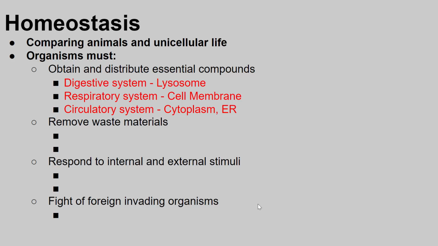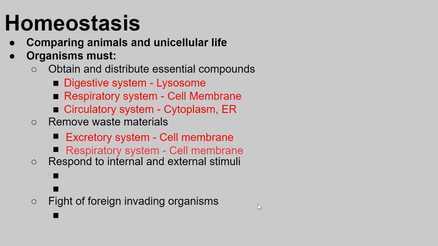A circulatory system in an animal is similar to the cytoplasm or the ER within a single-celled organism, to distribute materials around the organism. In terms of removing waste, we have an excretory system for removing that waste. In single-celled organisms, wastes are removed through that cell membrane, through diffusion or through active transport or through facilitated diffusion. We have a respiratory system, again, for taking in material and removing those waste materials, just like the cell membrane.